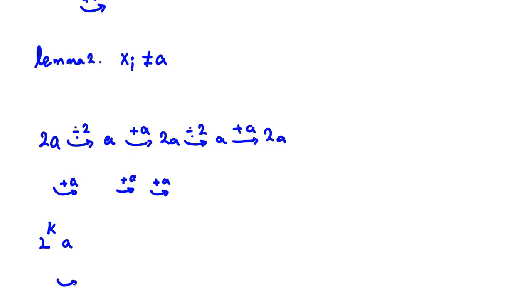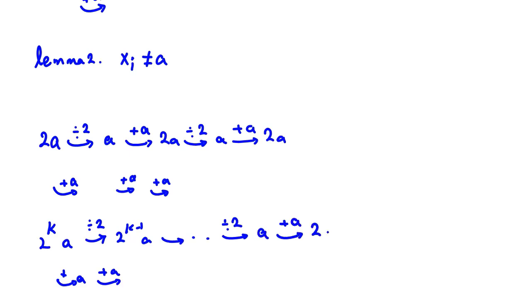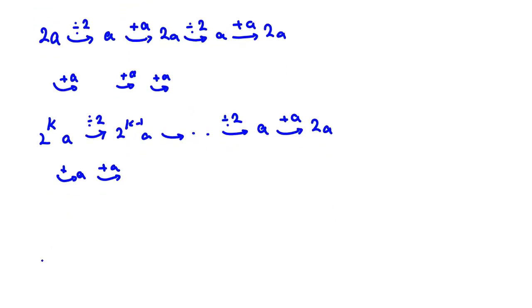Why? Because Alice doesn't do anything to this number, then Bob has to divide it by 2, and then it will be 2 to the k minus 1 times A. Again, Alice doesn't do anything with this. Bob should divide by 2 until the case that Bob divides by 2 and reaches A. In this case, Alice adds A. It will be similar to the previous proof. So, lemma 3: xi shouldn't be 2 to the k times A.